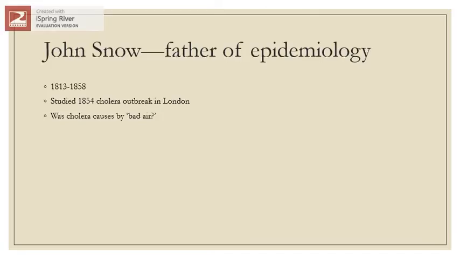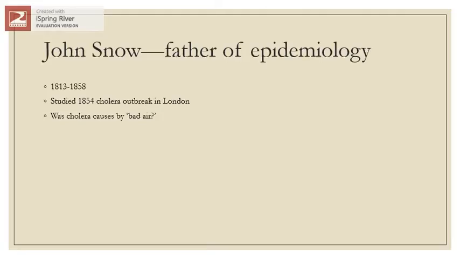Epidemiology was really, this field came about in the mid-1800s. John Snow was a scientist living in London. He only lived a pretty short while, as you can see, he was born in 1813 and died in 1858. But he is known for studying a significant cholera outbreak in London in the mid-1800s.